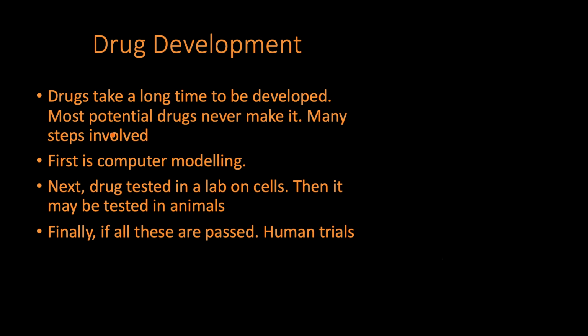Next, once they've got something which they think is going to work, then they take it into a lab and they test it on cells, and then maybe they test it on animals as well. So that might be mice, it might be flies, it might be whatever, right? Generally, if it's a drug that's going to work on humans, you want to use a mammal, so mice is a good one. Finally, if all those are passed, then you move on to human trials.